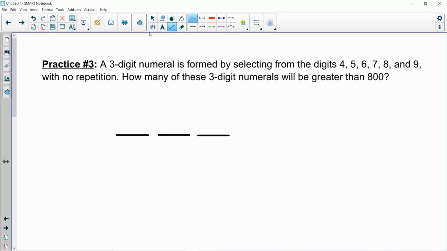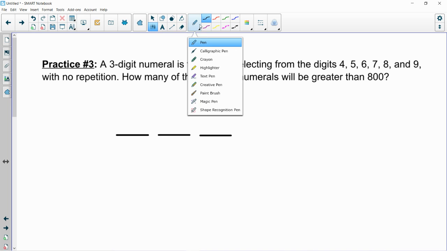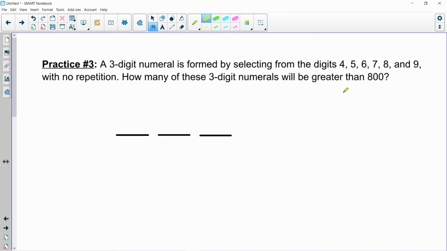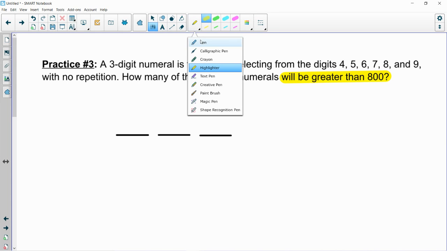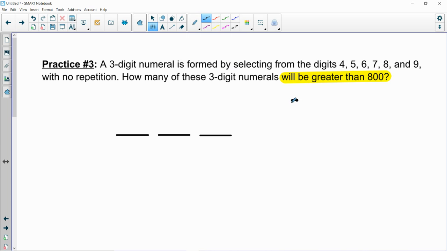All right, so I'm going to map this out. And I love using mapping strategies. Here's my 3-digit number. We introduced something new in this question. I'm going to highlight it right now. You know what this is right here? This is what we refer to as a constraint.